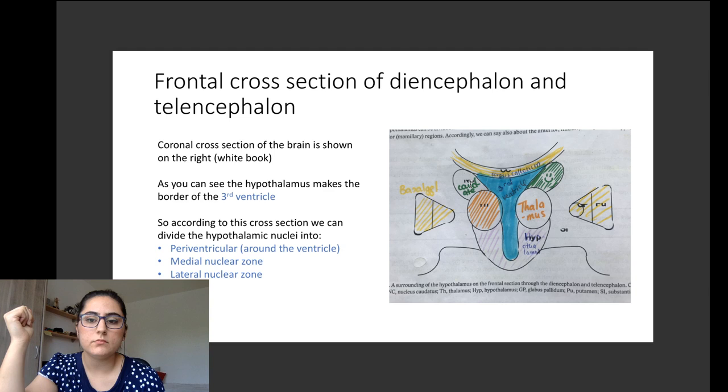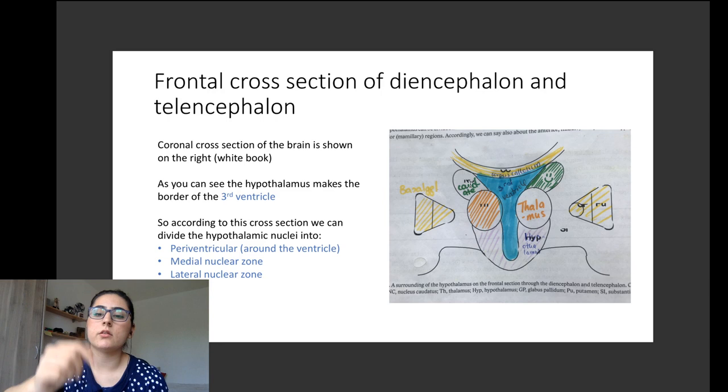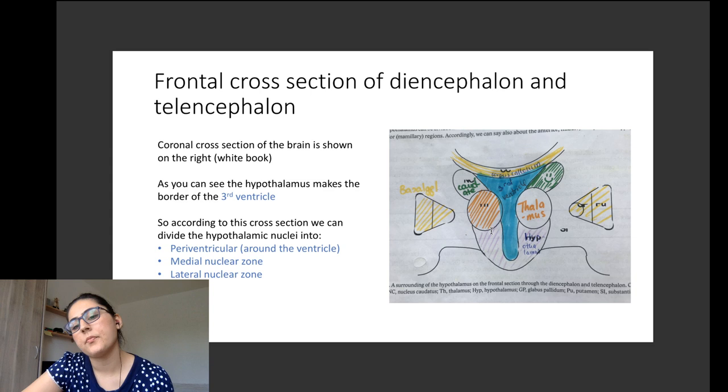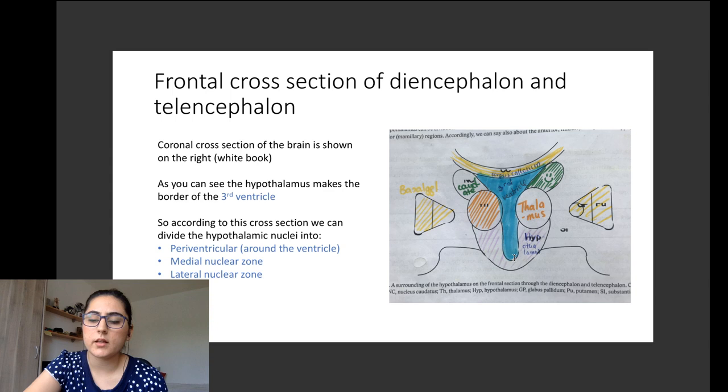Okay, so again, for your orientation of the schema, I told you that there's a thalamus, caudate on top, hypothalamus under. Again, what's the line called between my thalamus and hypothalamus? Hypothalamic sulcus, right? Okay, so you can see that it's a very good schema to visually represent the borders of my third ventricle. The lateral borders are my caudate, my thalamus and my hypothalamus, okay? That's why you have this information written here, that the hypothalamus makes the border of the third ventricle.